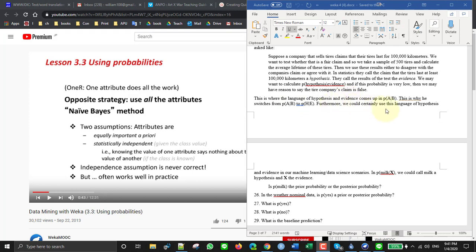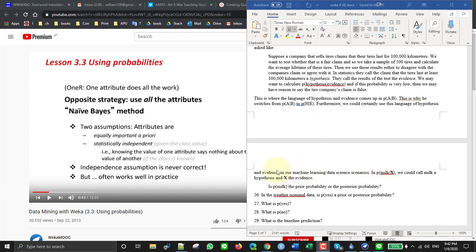Furthermore, we could certainly use this language of hypothesis and evidence in our machine learning data science scenarios. So when we're doing, given the inputs, we're trying to predict whether the class is milk, that is, whether the person should be classified as liking milk chocolate or predicted to be liking milk chocolate. We could call milk a hypothesis and X the evidence.